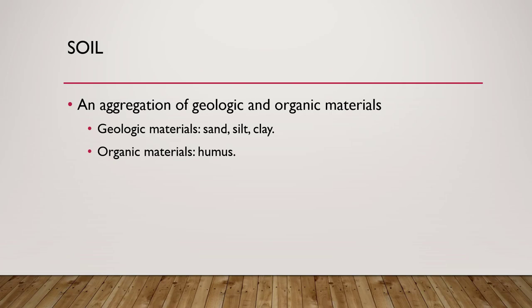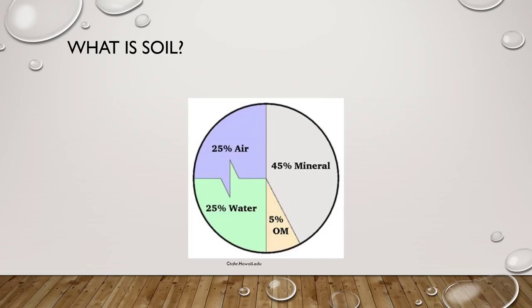So soil is an aggregation of geologic and organic materials. The geologic materials are sand, silt, and clay, and the organic material is humus. And this is our ideal soil. 50% of soil should be pore space, and hopefully that's broken in half by air and water. 45% would be mineral, the sand, silt, and clay, and 5% would be organic matter. This is idealized, usually not the case.